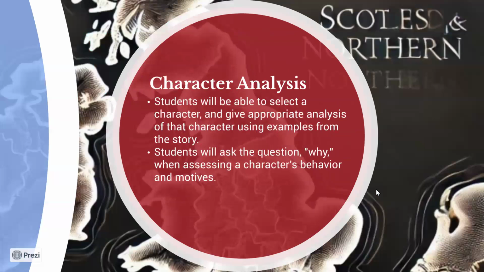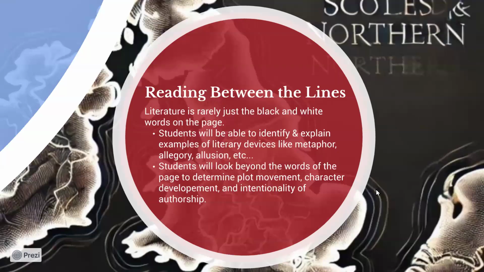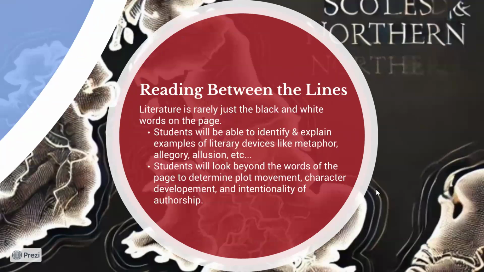We also do a lot of character analysis. Students will be able to select a character, give appropriate analysis of that character using examples from the story, and ask why when assessing a character's behavior and motives, which is a beautiful segue to reading between the lines. Literature is rarely just the black and white words on a page. Students will be able to identify and explain examples of literary devices like metaphor, allegory, and allusion, and they'll be able to look beyond the words of the page to determine plot movement, character development, and the intentionality of authorship.